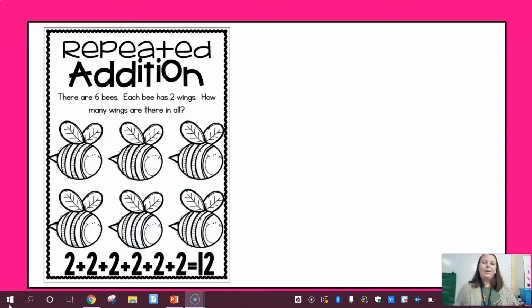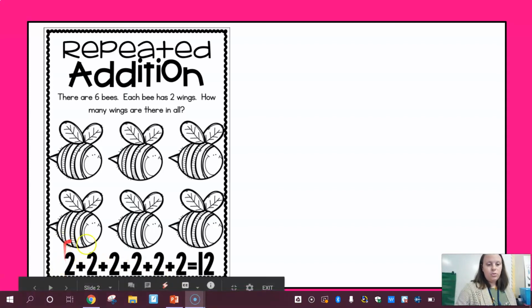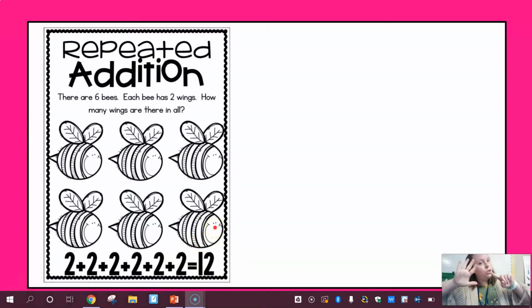So let's look at our picture right here. We need to find how many wings there are in all. Well, we know there are 6 bees, and each bee has 2 wings. So we just add, as you can see right here, 2 plus 2 plus 2, and you keep going until you add it 6 times all together to get 12, because 2, 4, 6, 8, 10, 12. We just skip counted, didn't we? By 2s. But we also put it into an equation where we added it 6 times. So that's what repeated addition is. It's a quicker way to count.